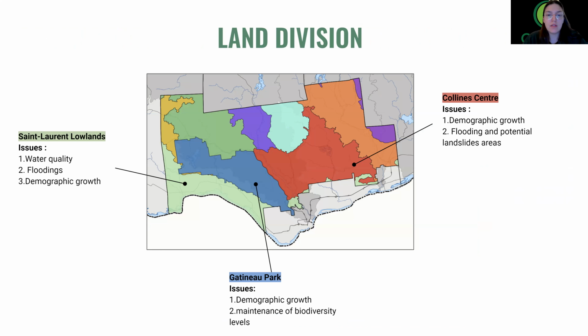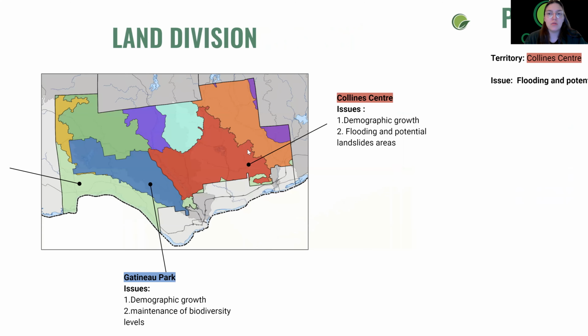After that, we have the Gatineau Park. That UGA has the issues of also the demographic growth and the maintenance of biodiversity levels. And for the last UGA, which is the center of the Collines, the issues are demographic growth and flooding and potential landslide areas. So how does that apply to the wetlands?